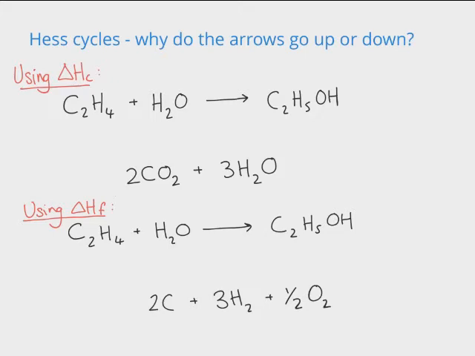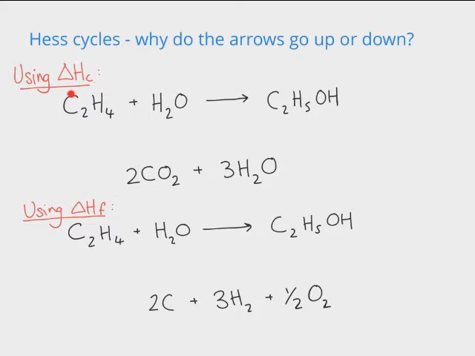Nobody has ever told me that they don't know how to draw the arrow at the top. And what I mean by that is that arrow going from C2H4 plus H2O to C2H5OH. Everybody knows that that arrow goes from left to right. And that is because that is the direction from reactants to products. So that's how you know which way the arrows go in a Hess cycle.